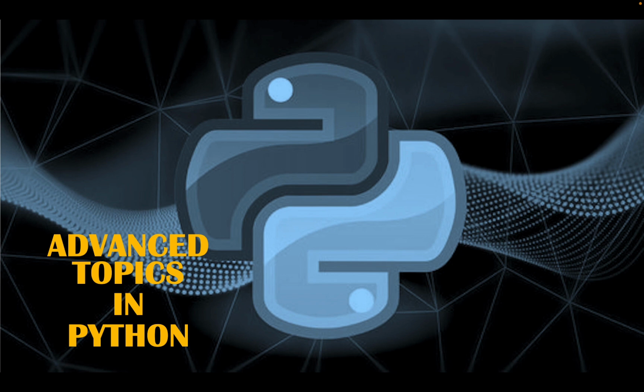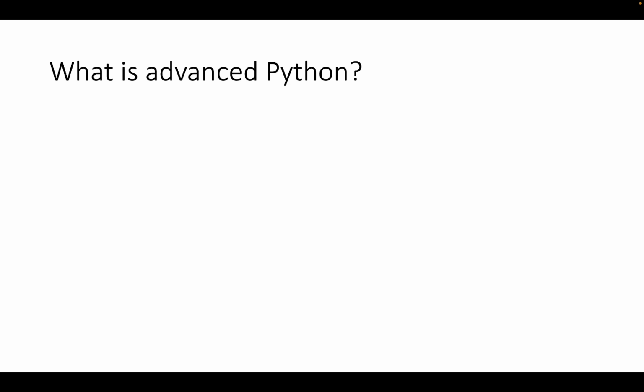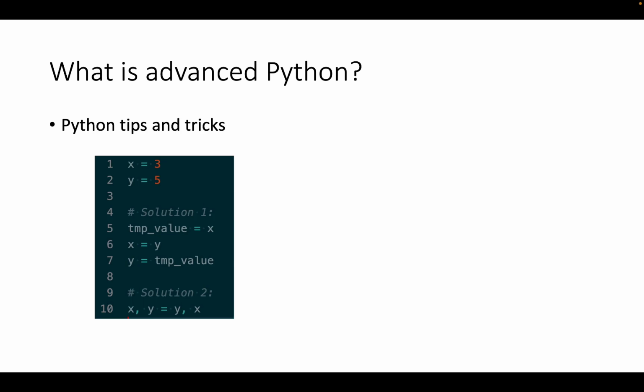But what do we mean when we say more advanced topics? Some people may say that advanced topics in Python could be simply some tips and tricks. For example, look at this example in here. X is equal to 3, Y is set to 5, and I'm asking you to swap the values. We saw this in one of the examples that we did together in the previous course, right?